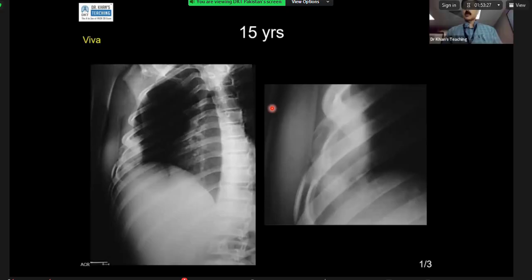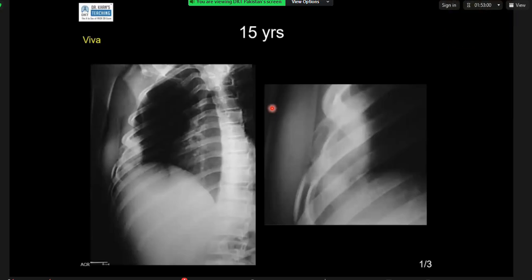I'm waiting for the other differential you wanted to say. Other than infection, what is your trauma? Enchondroma, but unlikely with this aggressive feature, and yeah, that's all I can say. Enchondroma. Okay, and what else? Langerhans cell histiocytosis. Okay, what else?